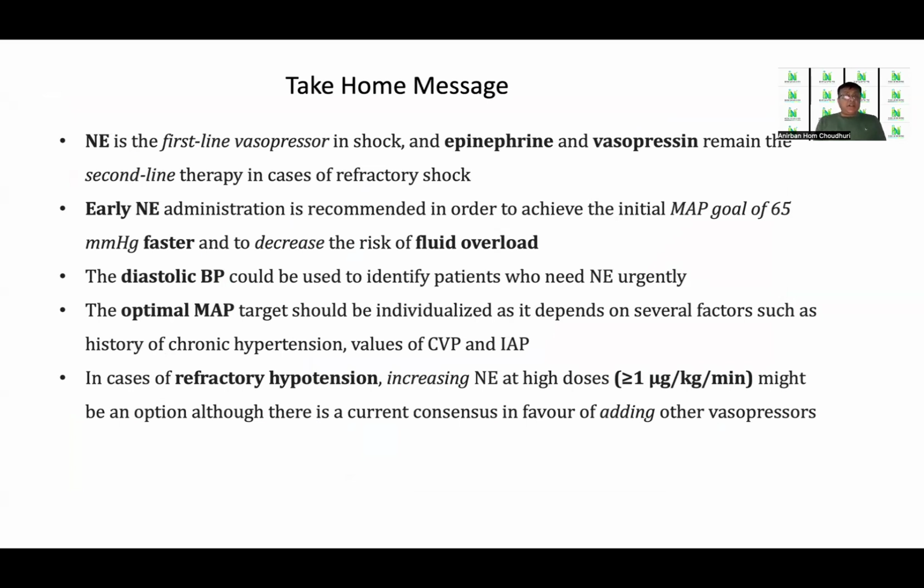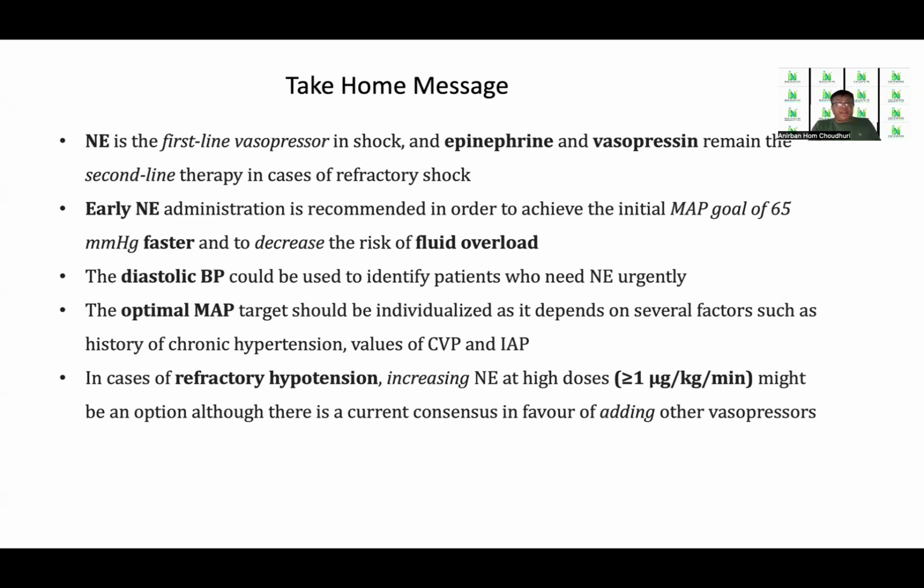Now, early norepinephrine administration is recommended in order to achieve the initial MAP goal of 65 mmHg faster and to decrease the risk of fluid overload. The diastolic blood pressure should be used to identify patients who need norepinephrine urgently. The optimal MAP target should be individualized as it depends on several factors like history of chronic hypertension, the values of CVP, and the intra-abdominal pressure.